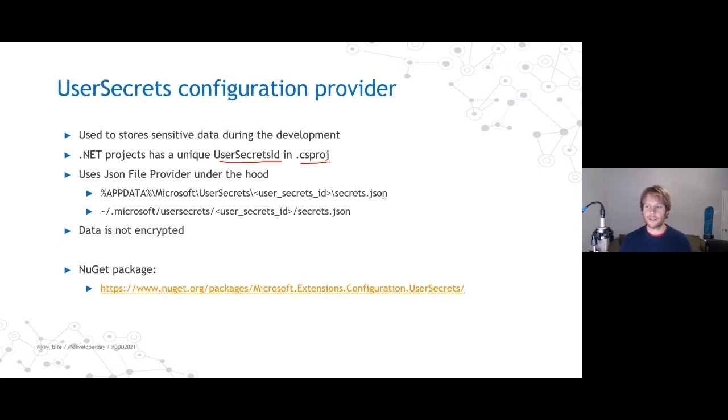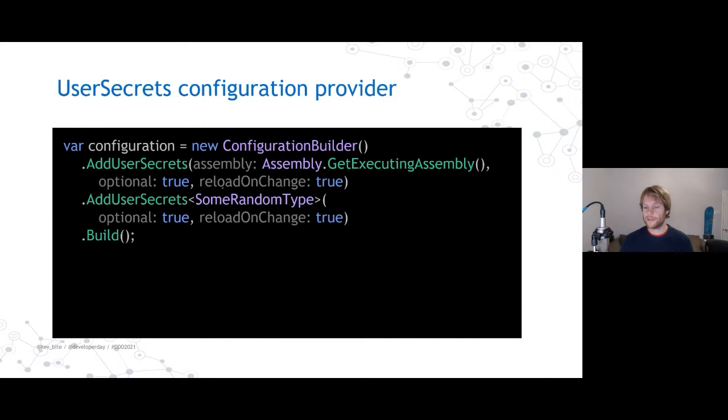And the secrets are all just stored as a JSON file, so they're pure text. They're not actually encrypted, so there are no ciphers in there. If anybody has access to your machine, they can just see the secrets in the JSON file. And this is another NuGet package as well, like all the rest. It's very similar to the JSON one because it's built on top of the JSON provider. So you call the add user secrets, and you pass in the assembly name where you want it to get the GUID for the user secret ID. That was where the CS project is, so the assembly name.